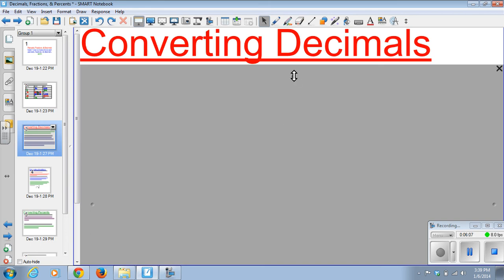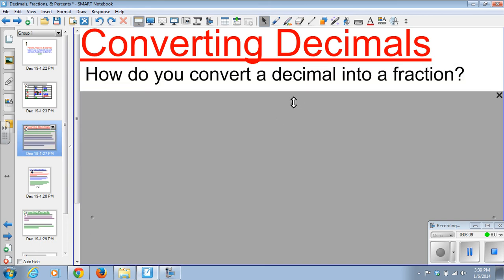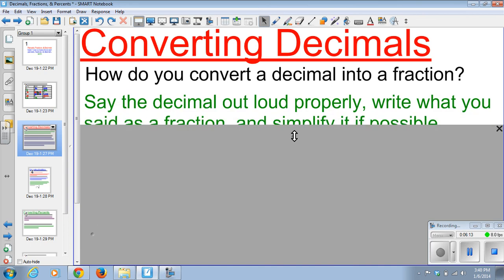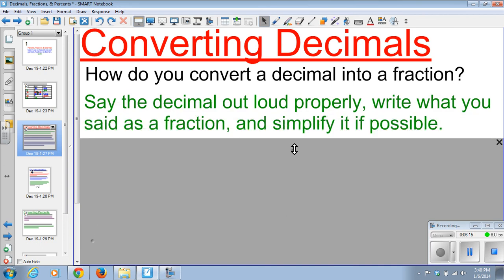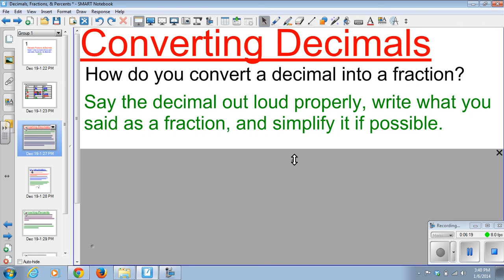Converting decimals. How do we convert a decimal into a fraction? Well, we say the decimal out loud properly, and then write what you said as a fraction. Simplify it if possible.